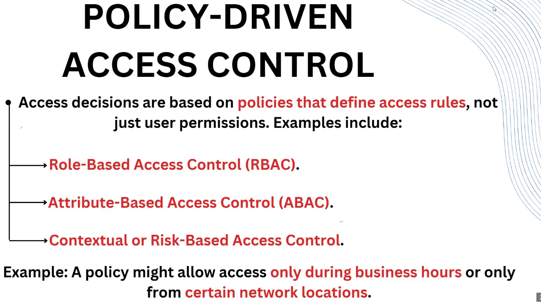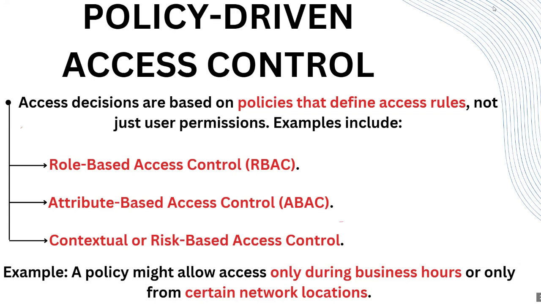So basically, when we say policy-driven access control, here we refer back to the authorization models that we talked about. You guys remember RBAC, ABAC, right? Context-based access control, discretionary access control, mandatory access control. This is what we refer to as policy-driven access control. We have certain policies created by an organization, and then we create access controls based on these policies, right? So access decisions are based on policies that define access rules, not just user permission.